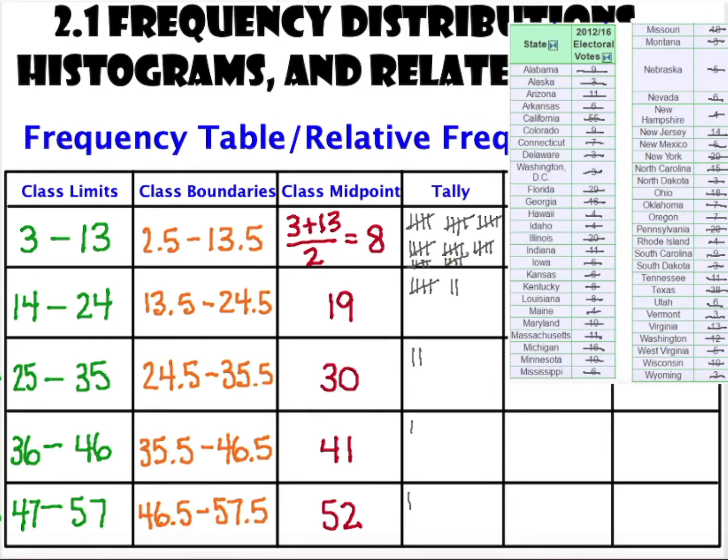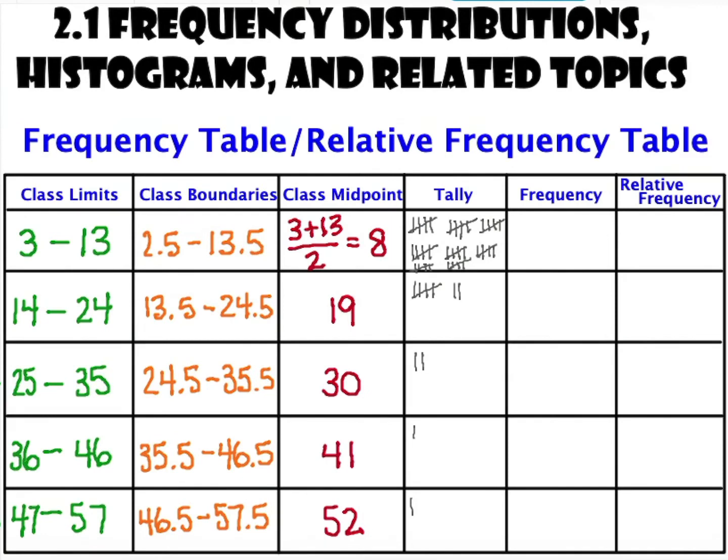Well, that was a lot of work. Aren't you glad I did it for you? The frequency part is where we just kind of count up our tallies. So I've got 5, 10, 15, 20, 25, 30, 35. I've got 40 in that first class. 7, 2, 1, and 1.